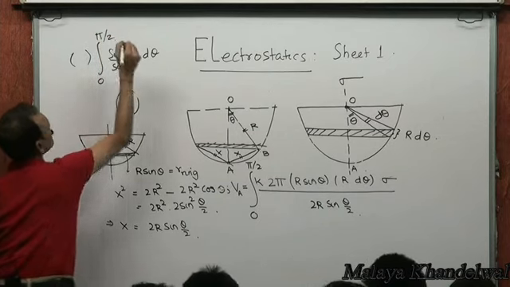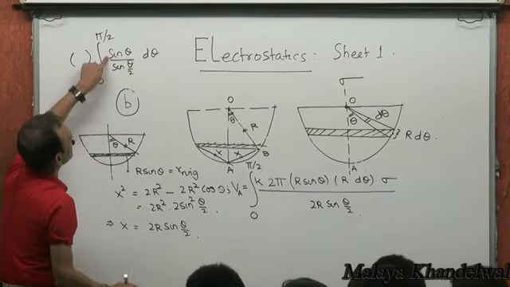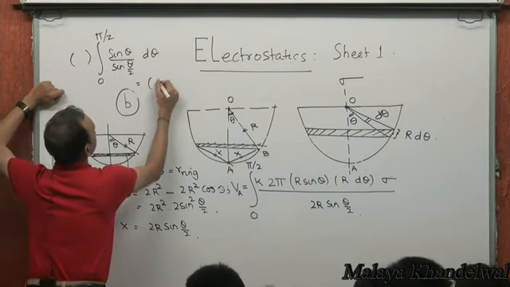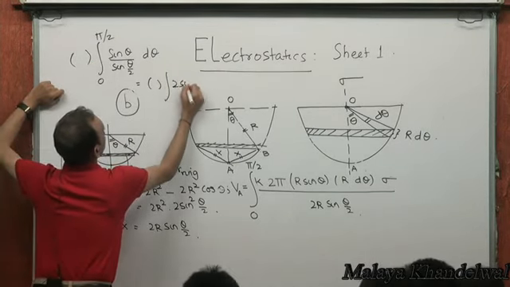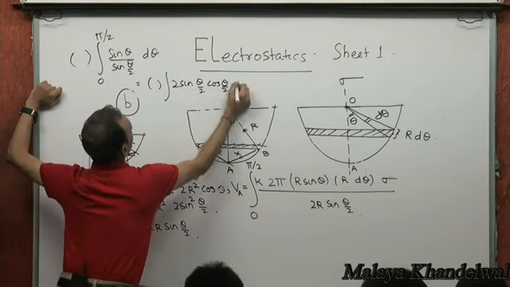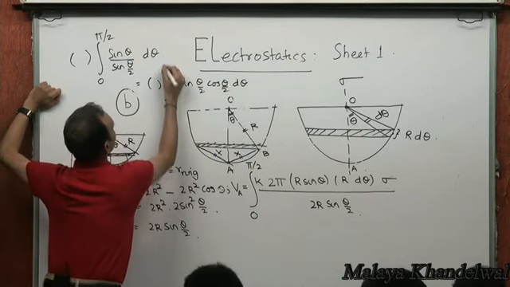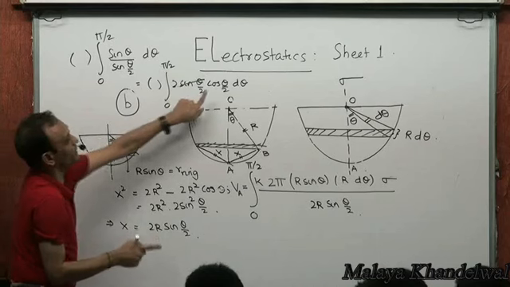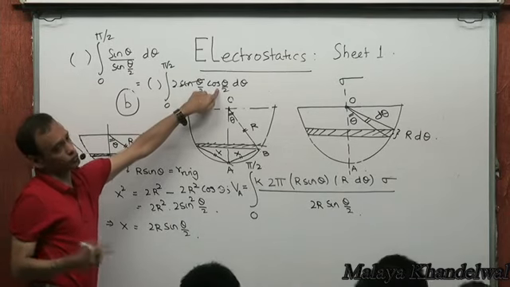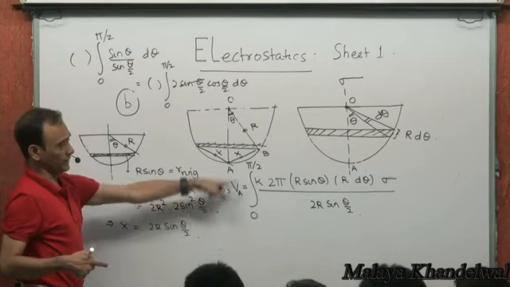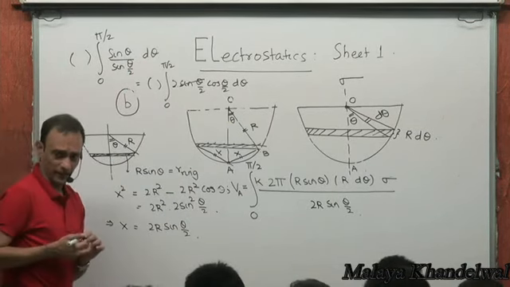How do you integrate this? Write sine theta as 2 sine theta by 2 cos theta by 2. So this would be something into 2 sine theta by 2 cos theta by 2 d theta, theta running from 0 to pi by 2. The sine theta by 2 will get cancelled from the numerator and denominator, and the integral of cos theta by 2 is sine theta by 2 divided by half. You can supply the limits and you'll be able to obtain the potential at A. Clear?